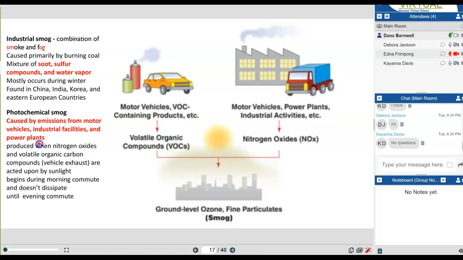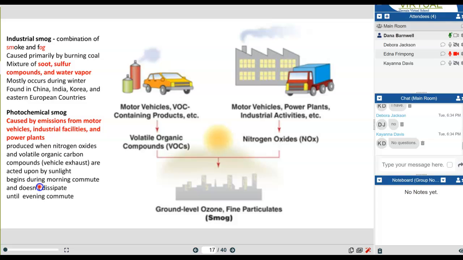What happens is in the burning of that fossil fuel, we produce nitrogen oxides and VOCs as part of that vehicle exhaust. And then the sunlight has a lot to do with how those primary pollutants are converted into secondary pollutants. So think about a car.